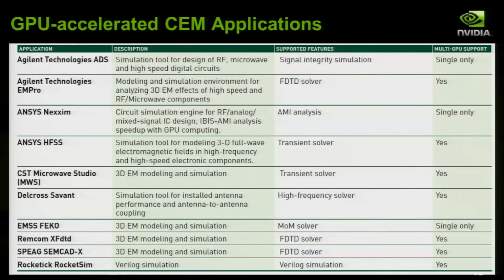So very briefly, computational electromagnetics applications. Again, this is the whole list of applications that we accelerate. It includes, for example, ANSYS HFSS, ANSYS NextSim, CST Microwave, and other applications. And by the way, all of these accelerated applications are listed on our website under the GPU accelerated application guide that you can download. It describes all of these for different areas, not just in CAE.